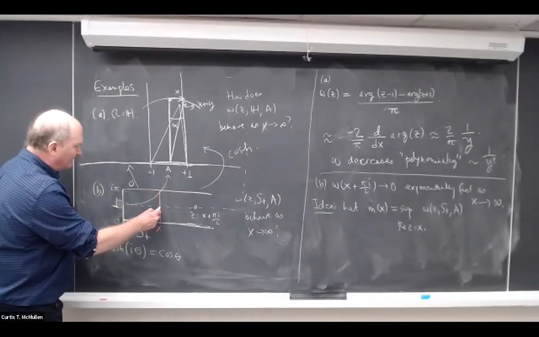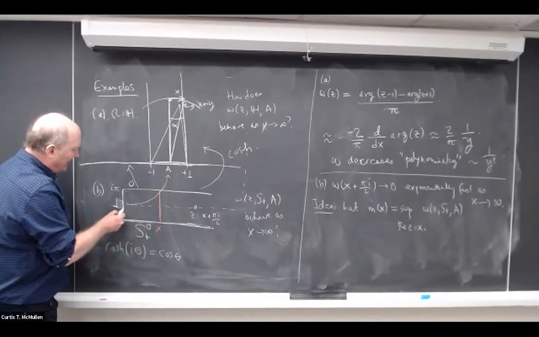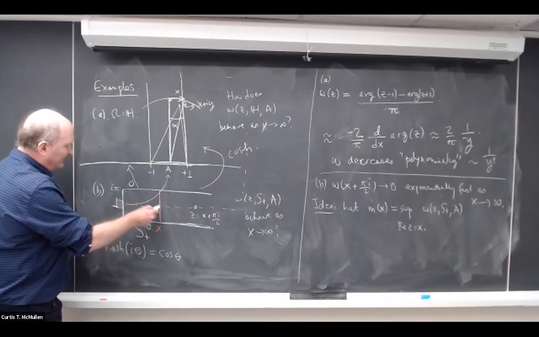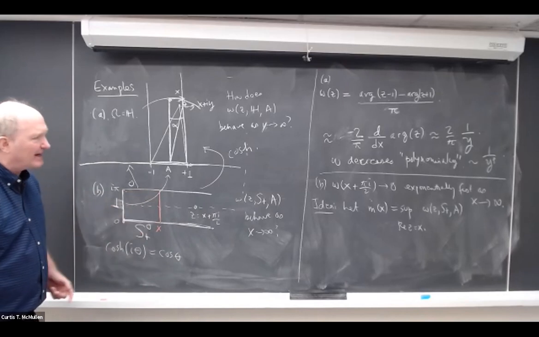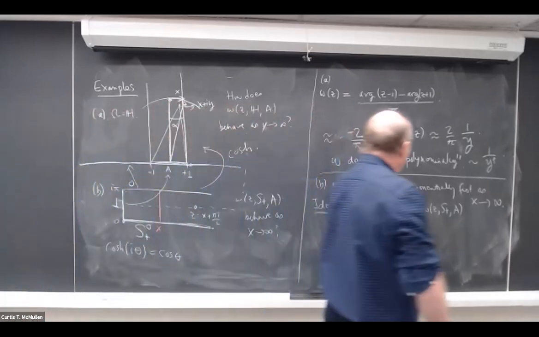Now we know it can't get up to 1, by the maximum principle. It can't achieve its maximum in the interior of the region. So this maximum along x is something less than 1.